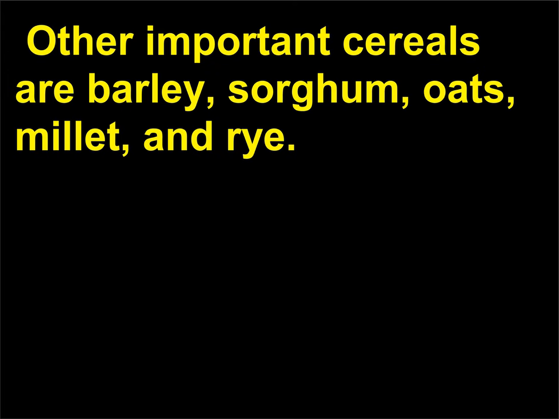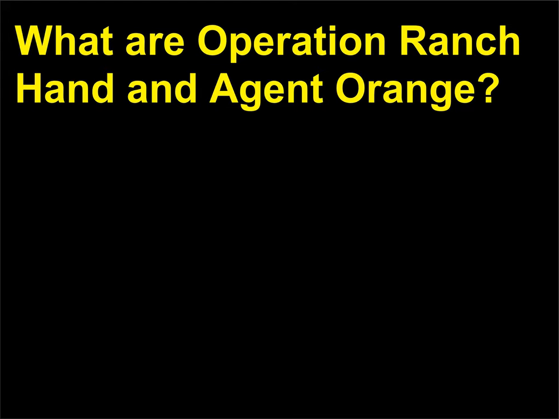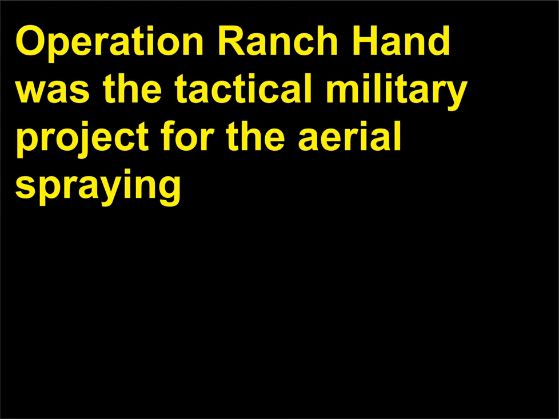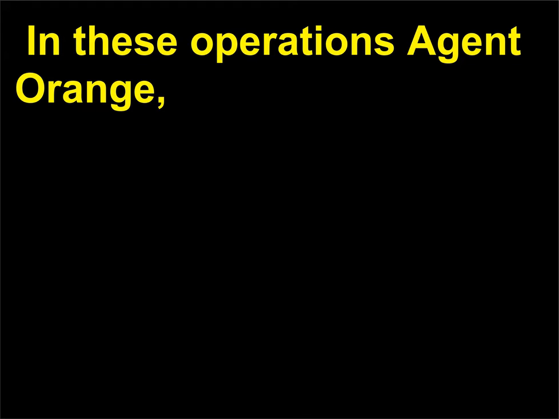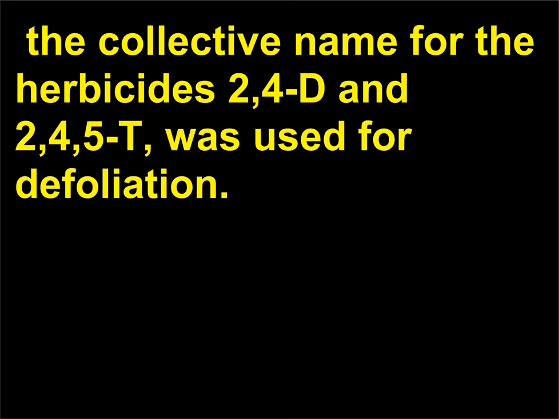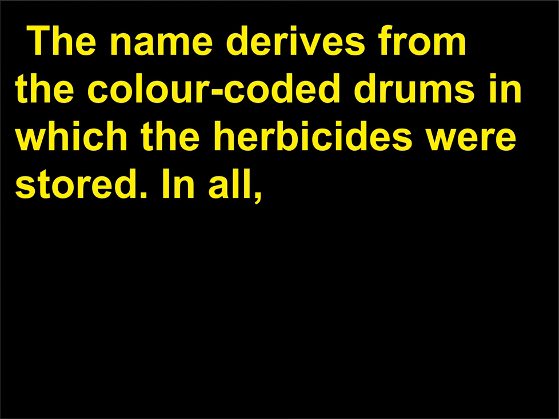What are Operation Ranch Hand and Agent Orange? Operation Ranch Hand was the tactical military project for the aerial spraying of herbicides in South Vietnam during the Vietnam conflict, 1961-1975. In these operations, Agent Orange, the collective name for the herbicides 2,4-D and 2,4,5-T, was used for defoliation. The name derives from the color-coded drums in which the herbicides were stored.